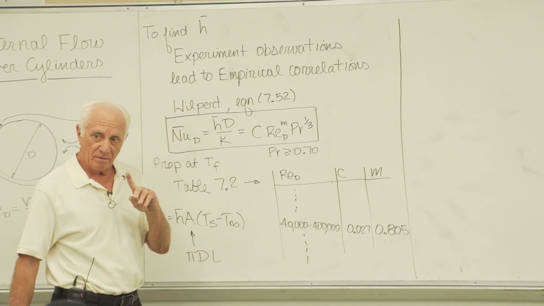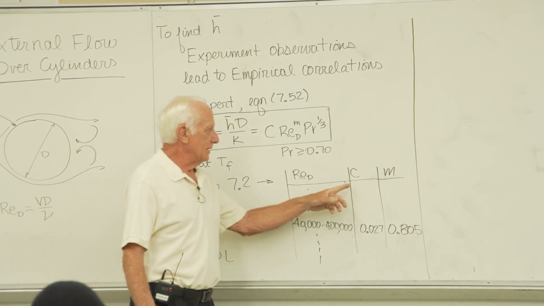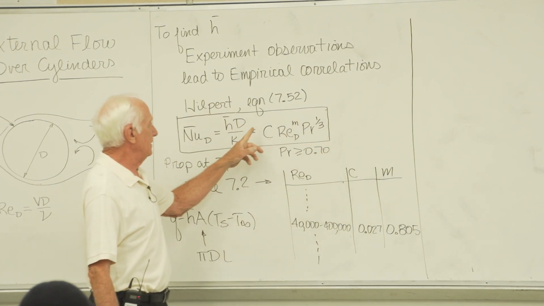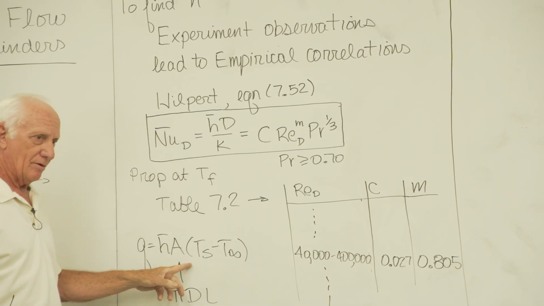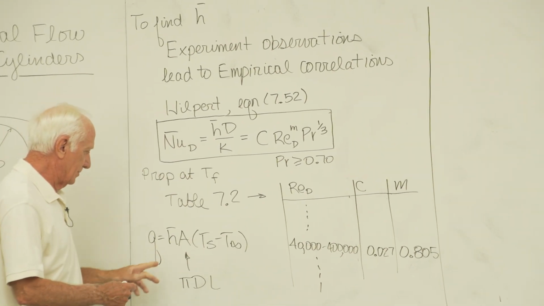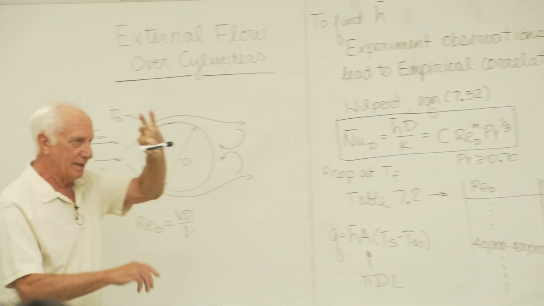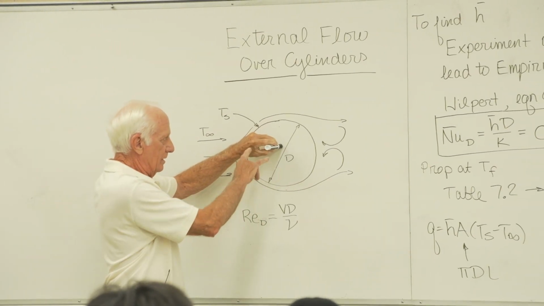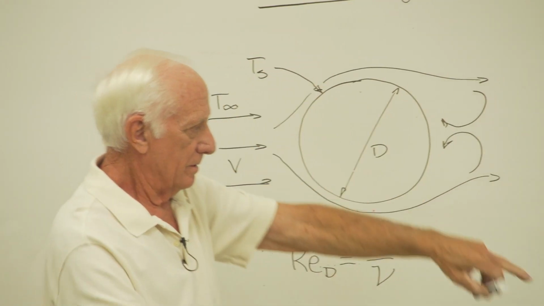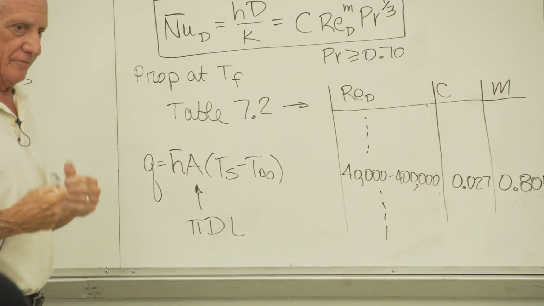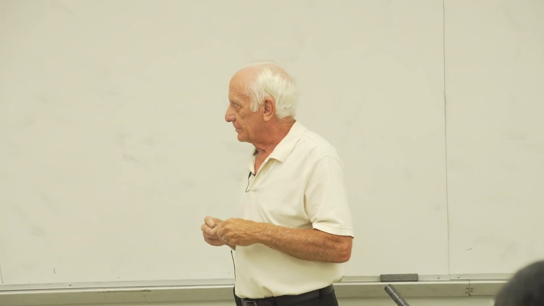So the first thing you do in a problem, of course, is find the Reynolds number. Then you go to table 7.2, get the constants C and m, put them in the equation up here and calculate h bar, and put that h bar down here to get q. This is the total q. Diameter D, length L. If this is the cylinder here, my pen, diameter, this is the length L out of the blackboard towards you. It's the length of the cylinder right there. So it's very straightforward, and that is for circular cylinders.